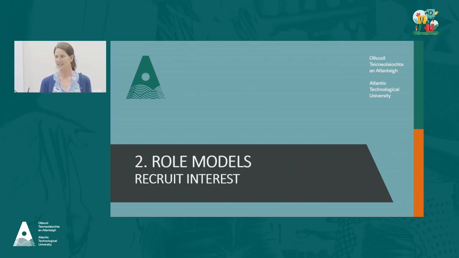Strategy 2, at the very beginning, was to recruit interest and to keep it by providing better role models to help them visualize and maybe inspire possibility for themselves.